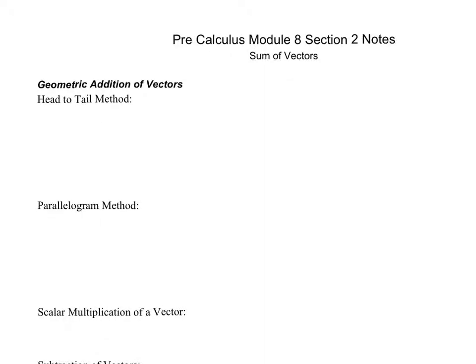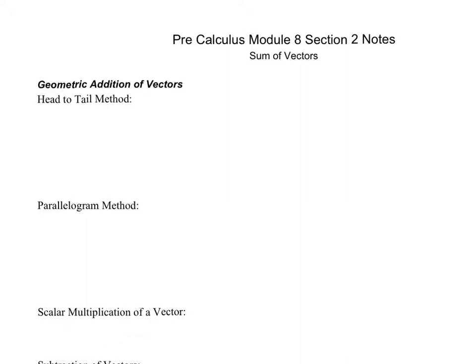In section 2, we're going to talk more about sum of vectors. Now, we did talk about this a little bit at the end of section 1, but we're going to go into it in a little bit more detail in section 2. So there is a geometric way to add vectors. If you only have a picture of the vectors, and you don't actually have the vector in component form, you can still add those vectors together.